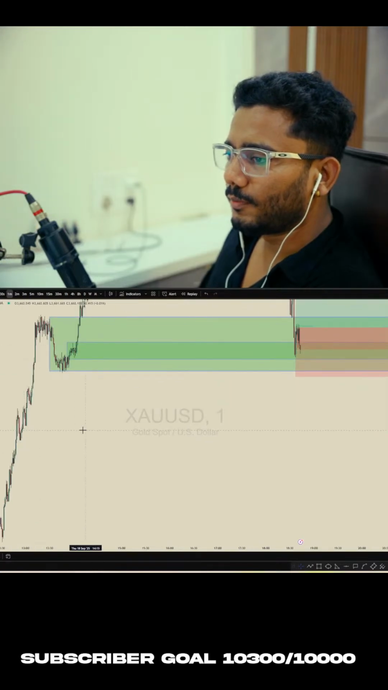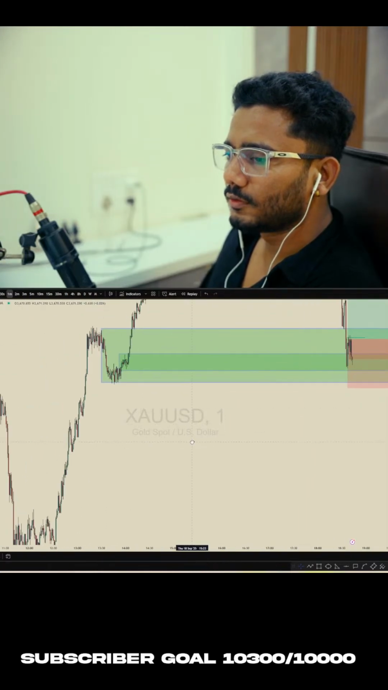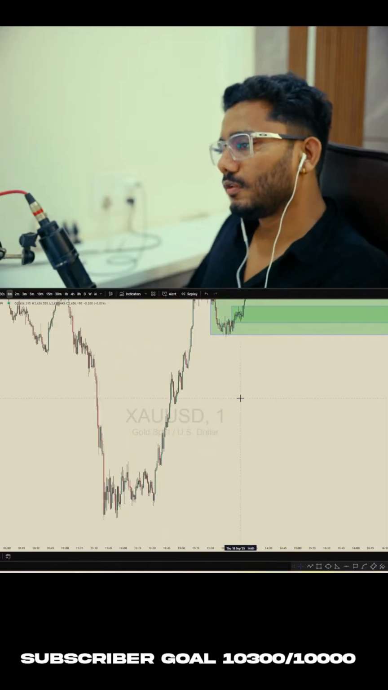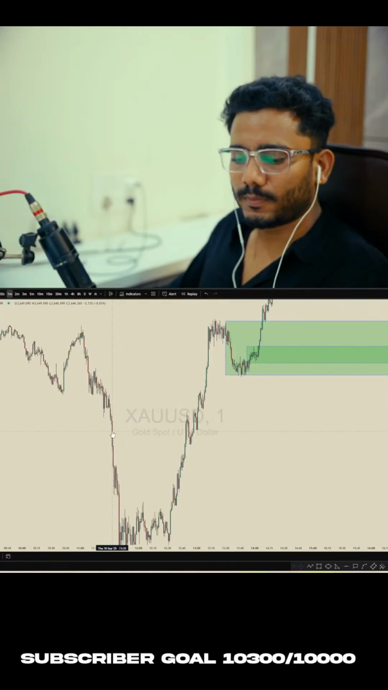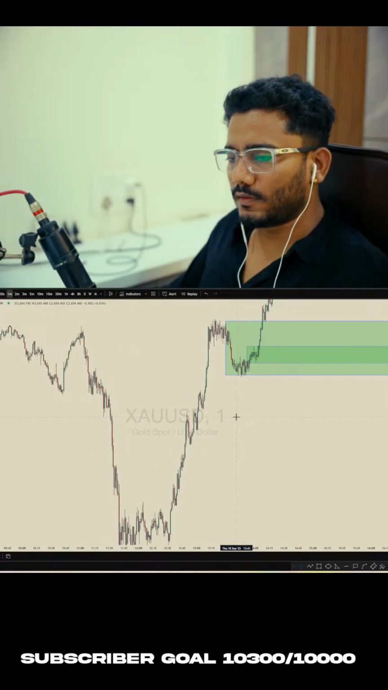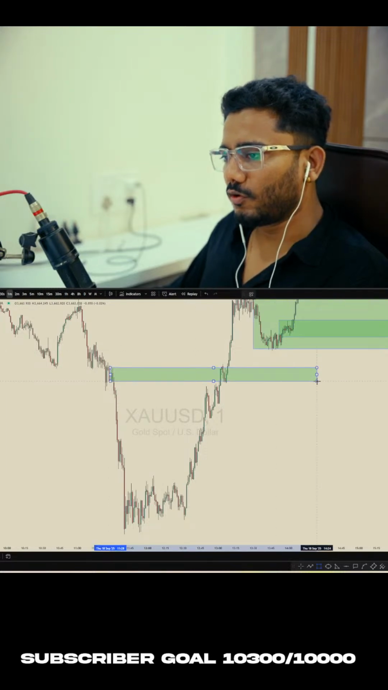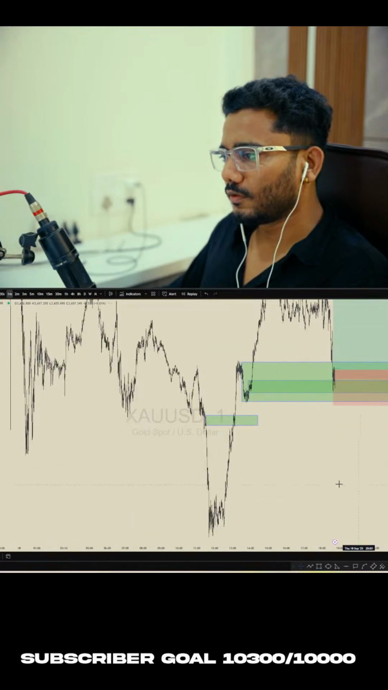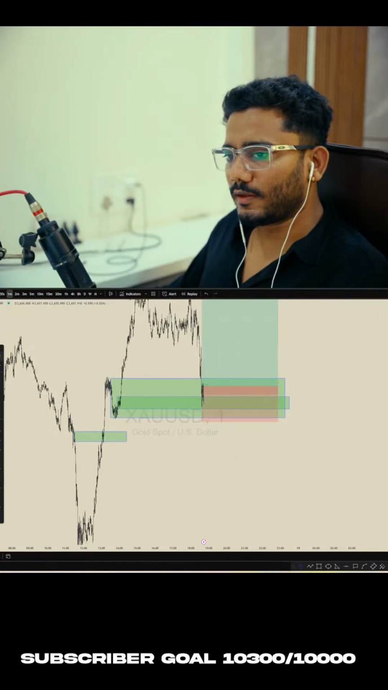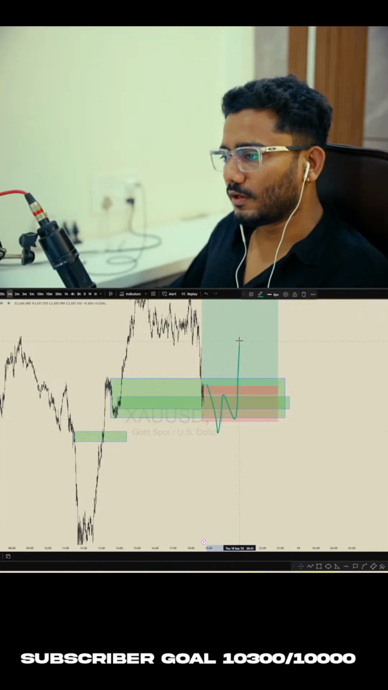See if you have any gap to the left side. If you look at this 1 minute, there is also a breaker block and order block set up below this low. So price can hit my stop loss and then it can continue.